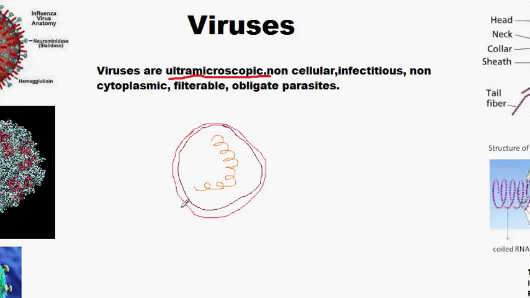So if they are showing reproduction, we can call them living. So when they come in contact with living organisms, they become living. I just told you how they are infectious, because they infect, and they are obligate parasites. Obligate means compulsory parasites, because they cannot function without another cell. They have to infect other cells and be parasitic on the other cell to be functional. That is why they are obligate parasites. They are filterable because they are so small, and they are non-cytoplasmic, because they do not contain any cytoplasm.